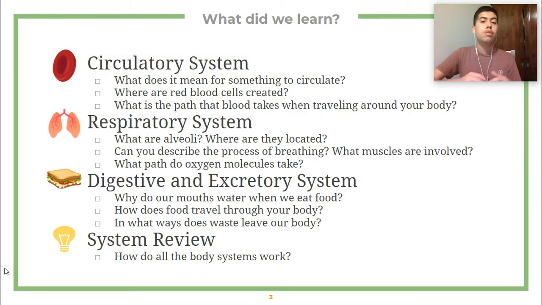So after you wrote something that you learned this week, we're going to look at what we did learn and some questions that hopefully you'll be able to answer after going through all the at-home activities. So first, with the circulatory system, what does it mean for something to circulate? Where are red blood cells created? And what path does blood take when traveling around your body? So hopefully you'll be answering these questions.